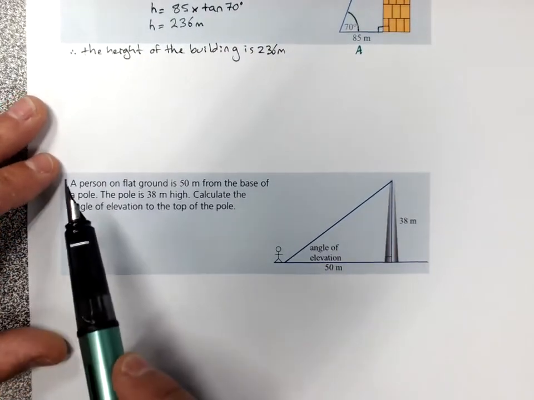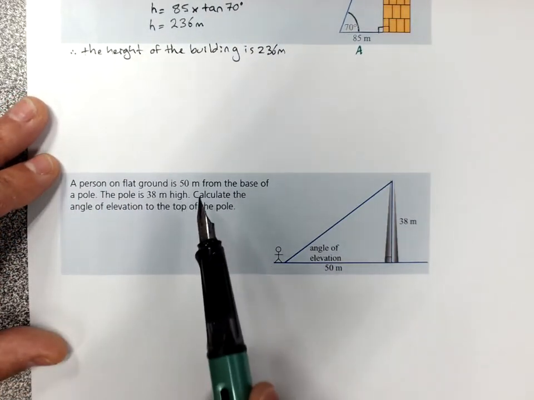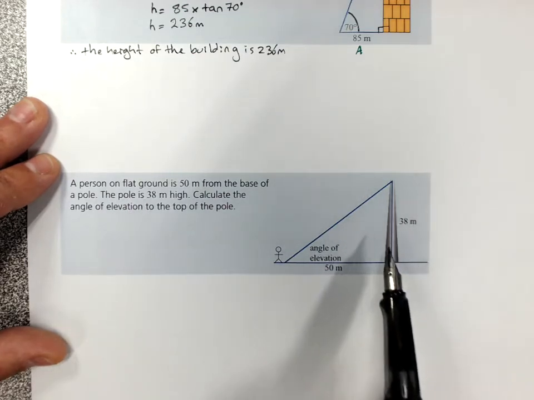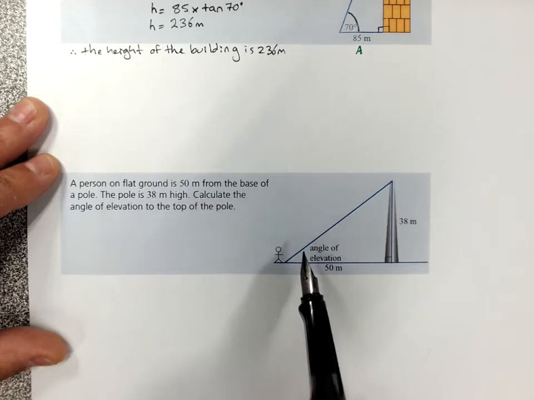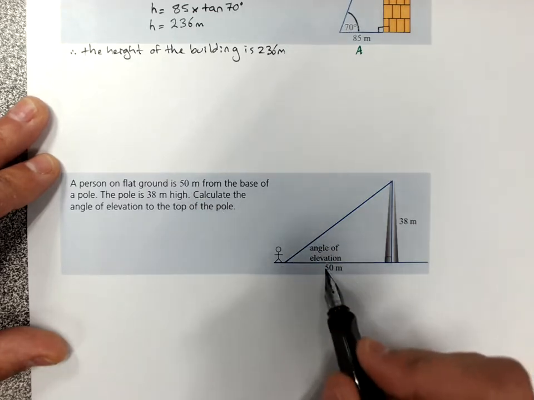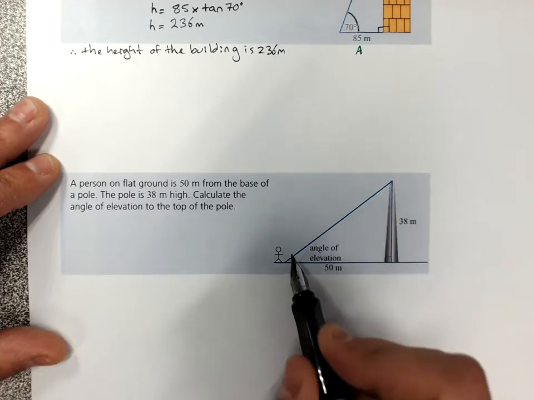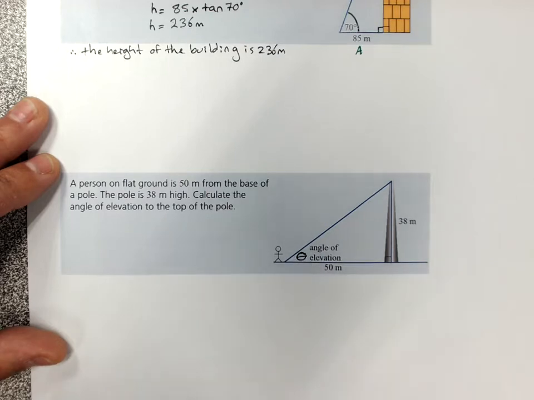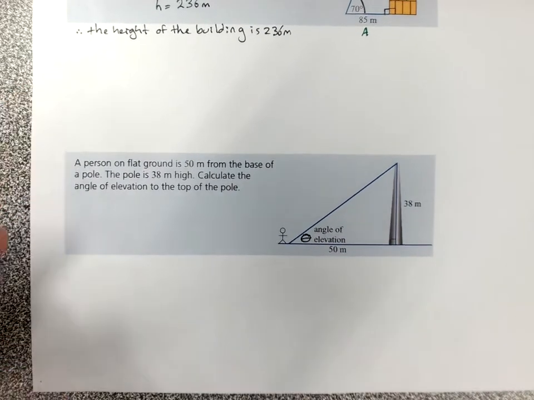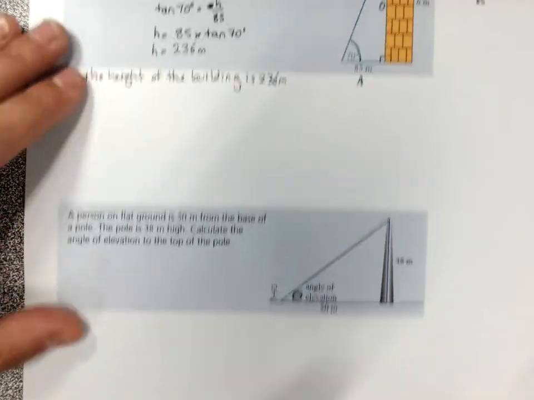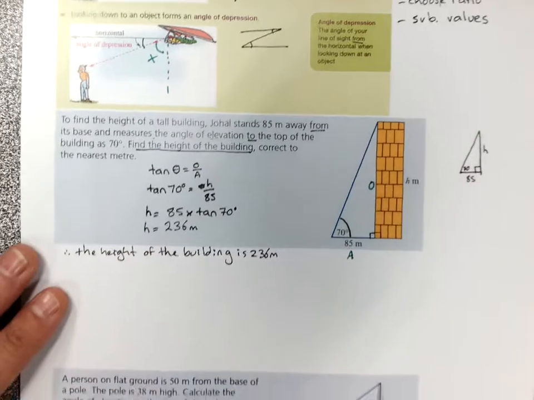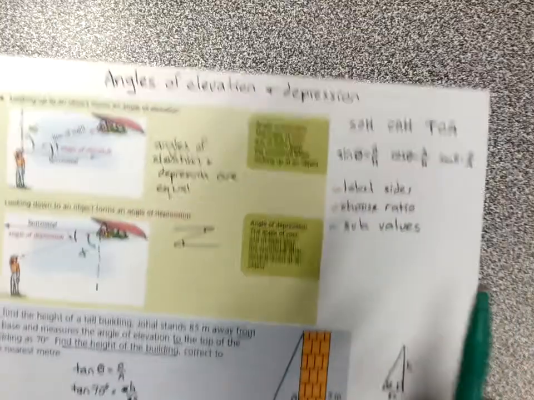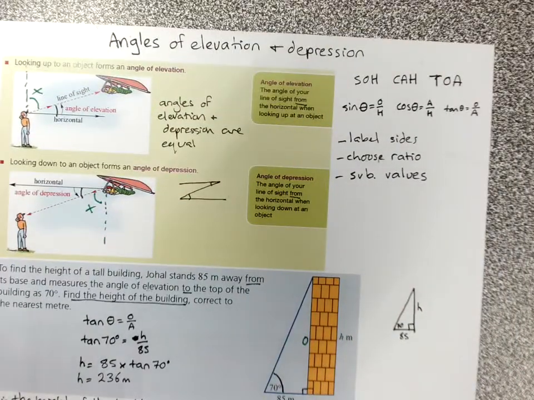Another question. A person on flat ground is 50 meters from the base of a pole. The pole is 38 meters high. Calculate the angle of elevation to the top of the pole. Here, I know two sides, but I don't know the angle of elevation, theta. This is a finding an angle question. You'll find that a lot of questions with angles of elevation do tend to use tan. So it's not surprising if a lot of your questions use tan. We follow the steps. Oh, I didn't write my last step.